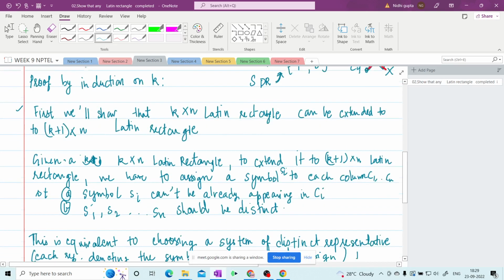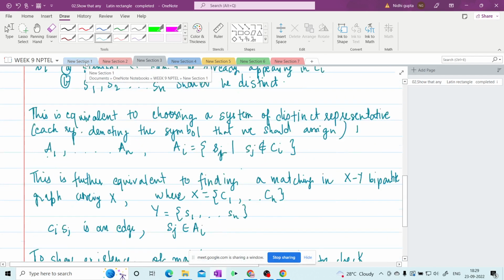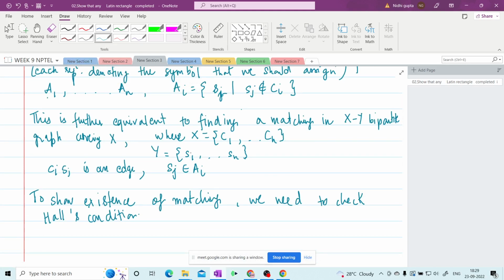In this previous example, if you observe, is this relating to any previous problem we have done? Is there any commonality, any special property of this bipartite graph? We can see each of these vertices has degree 2, so it is a 2-regular graph. And in the previous question we showed that if we have a regular bipartite graph, a matching always exists. So if we can show that in the general case it is also a regular graph, we are done. We need to check Hall's condition.